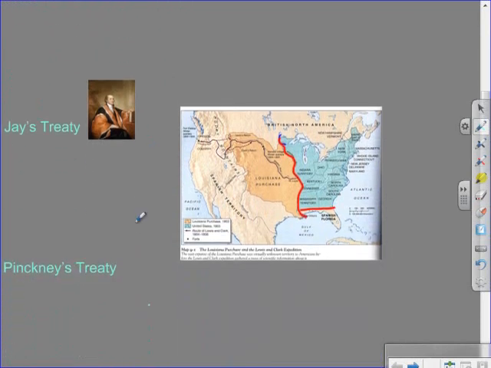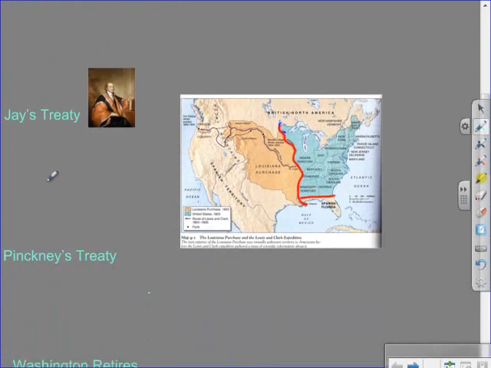Next thing we look at on your study guide are these two treaties. On your study guide, these two treaties are on the same line. Both of them are found on page 323. When we look at these two treaties, it's less important to know the basic details of the treaties. It's more important to know general things about them. So Jay's treaty, we're talking about a treaty with the British. Pinckney's treaty, we're looking at a treaty with the Spanish. Both of these treaties settle some disputes over land.